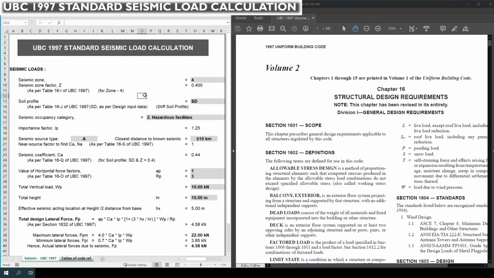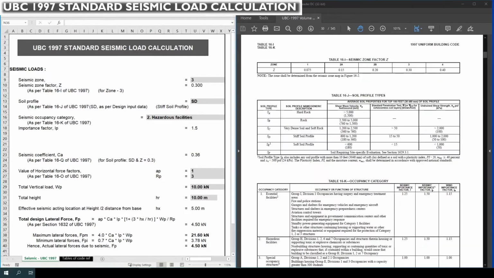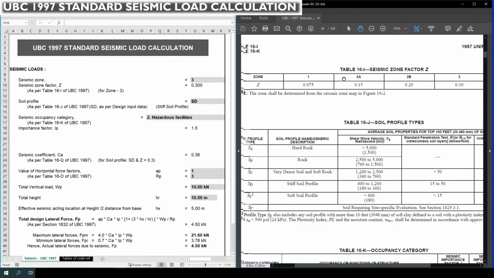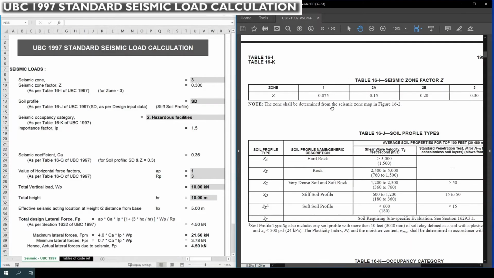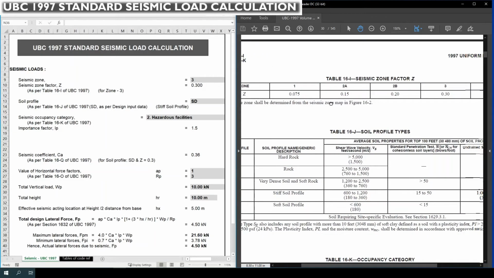This should be specified in the technical specification or should be given by the customer. Next, we need to find out the seismic zone factor. This is as per table 16-I of UBC 1997. For that we need to go to page number 30. So on the right hand side of the PDF you can see table 16-I, which is showing the zone factor. So we can select now.